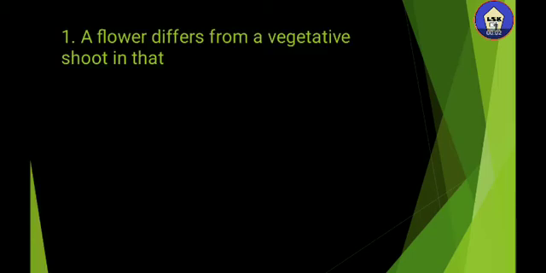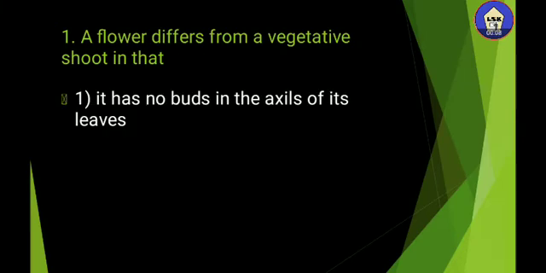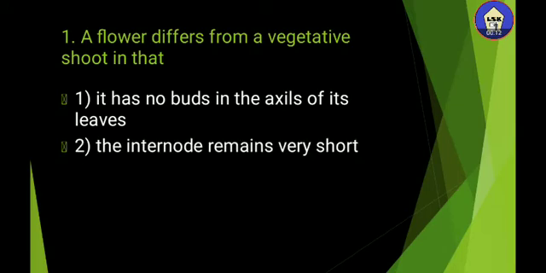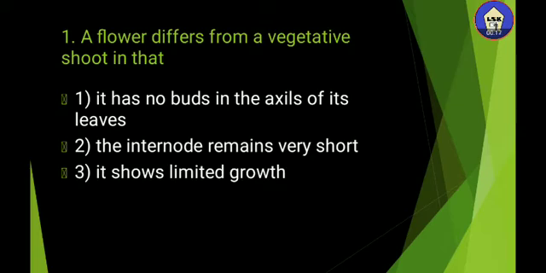Okay, the first question. A flower differs from a vegetative shoot in that: Option 1. It has no buds in the axils of its leaves. Option 2. The internode remains very short. Option 3. It shows limited growth. And option 4. All the above.